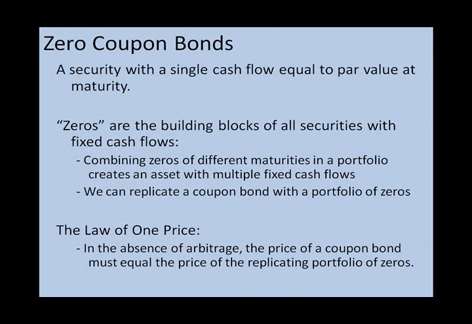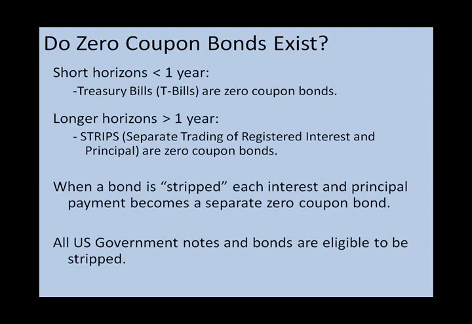But do these zero coupon bonds really exist? Are there lots of them around? At short horizons, less than a year, we have US Treasury Bills. These are all zero coupon bonds. So you buy the Treasury bill today, and at maturity you receive the face value of the bond, and you have no payments in between. At longer horizons, greater than 1 year, we have something called strips. This is the separate trading of registered interest and principal, and these are zero coupon bonds.